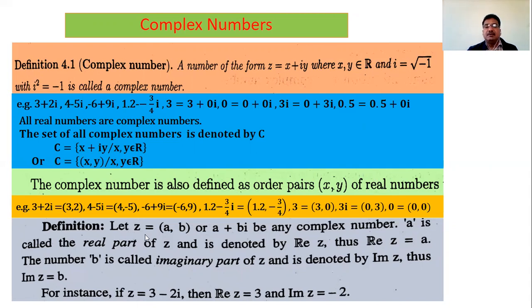So if z is equal to (a, b), or z is equal to a plus ib, a complex number, then a is called the real part of z, and it is denoted by the notation Re z. That is, the real part of z is a, and b is called the imaginary part of z, and it is denoted by the notation Im z. That is, the imaginary part of z is b. For example, if z is 3 minus 2i, then the real part of z is 3 and the imaginary part is minus 2.